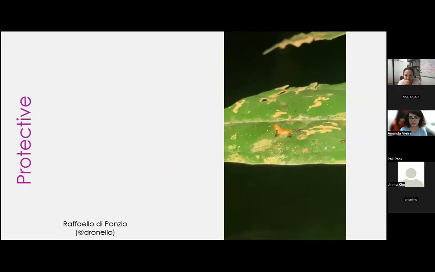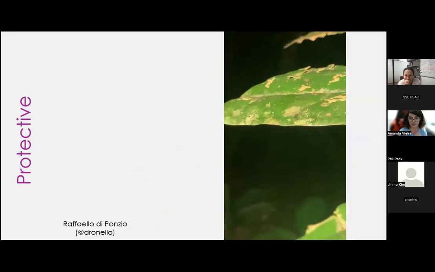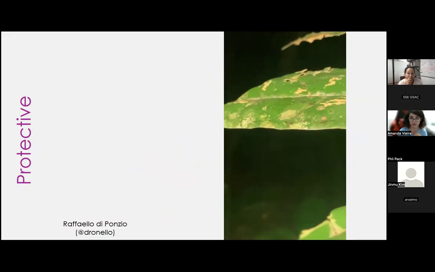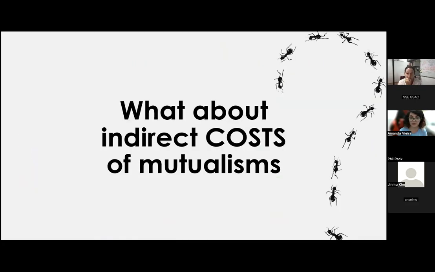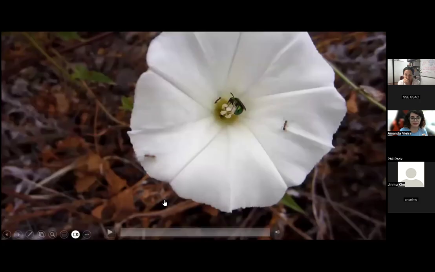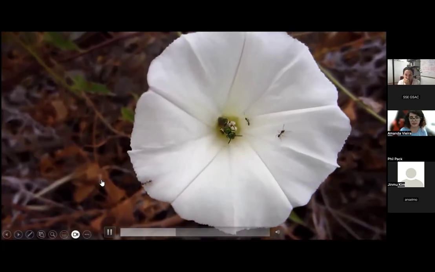repelling a herbivore. This is a really cool video. This happened in the Amazon forest. So they all have benefits. Ants get the benefits of nutritional resources, and they provide protection against herbivory. So what about indirect costs? Here we have a video of a bee, an Agaporomorpha bee species.